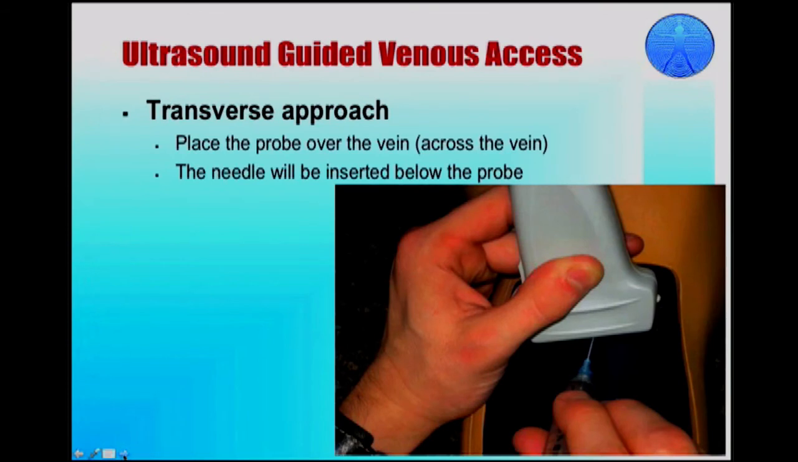Now, for the transverse approach, we place the probe across the vein. So this is a simulated arm. So the probe is across the vein. So it's going to look like a circle, and we place the needle under the long face of the probe. So here's the needle under the long face of the probe.